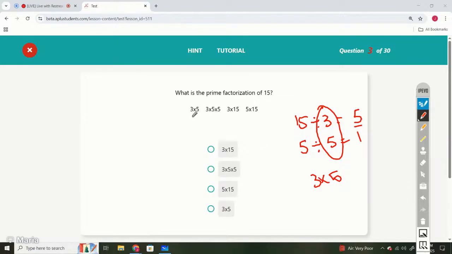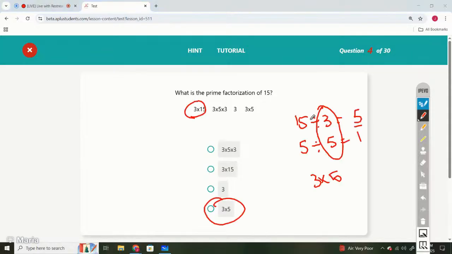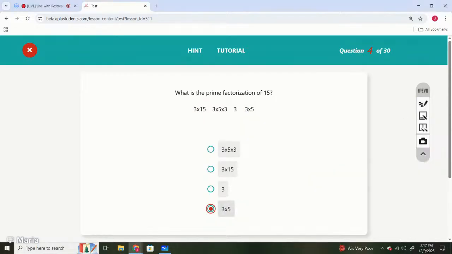Option number 1 is the correct option. The prime factors of 15 are 3 times 5. What is the prime factorization of 15? So we just did the prime factors of 15. They are 3 times 5. Option number 4 is the correct option. The correct option is 3 times 5.